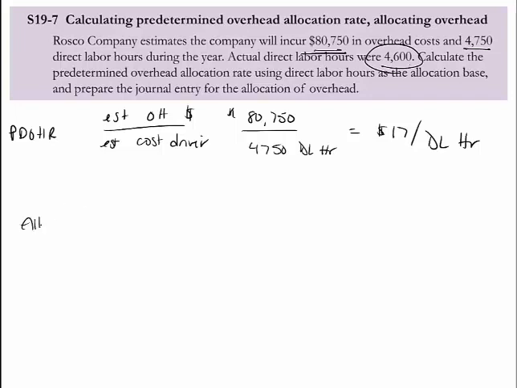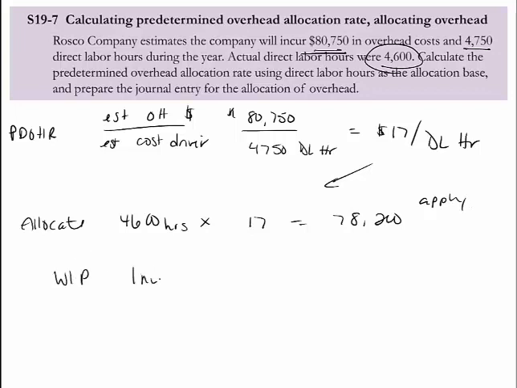So when I allocate this to the job, 4,600 hours times my predetermined overhead rate of 17, which is that guy, equals 78,200 is the amount that I actually apply to the jobs. And so work in process inventory is where that's going. And then it's a credit to manufacturing overhead, 78,200.